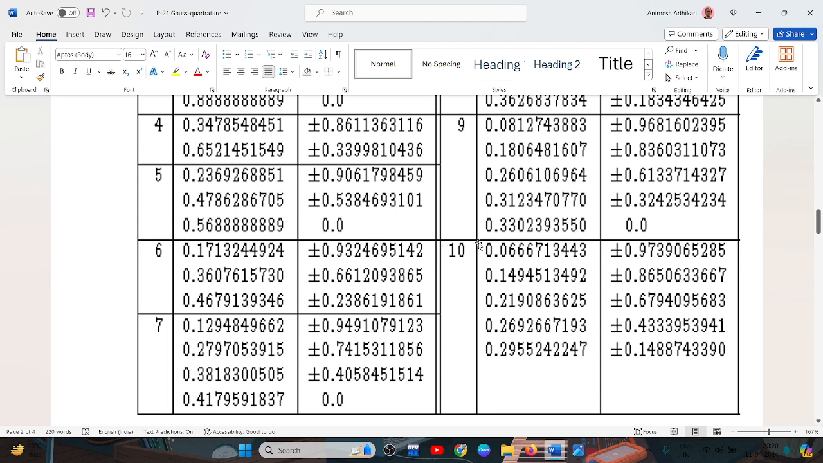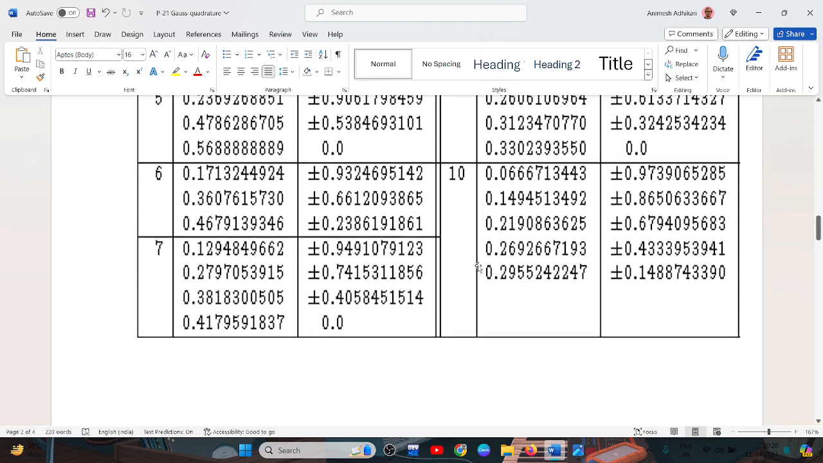Higher orders of n, that is n equal to 11, 12, and so on, are very difficult to discuss here.